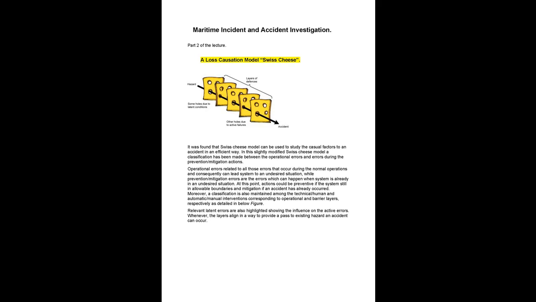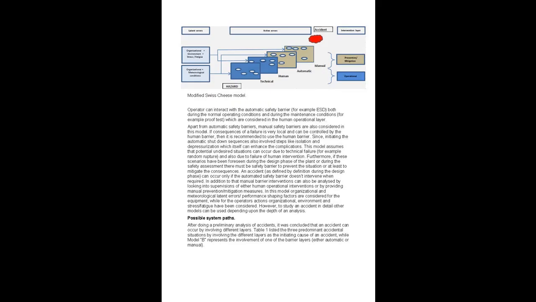Moreover, a classification is also maintained among the technical/human and automatic/manual interventions corresponding to operational and barrier layers, respectively, as detailed in the figure below. Relevant latent errors are also highlighted, showing the influence on the active errors. Whenever the layers align in a way to provide a pass to an existing hazard, an accident can occur. Modified Swiss cheese model. The operator can interact with the automatic safety barrier, both during normal operating conditions and during maintenance conditions, for example proof tests, which are considered in the human operational layer.